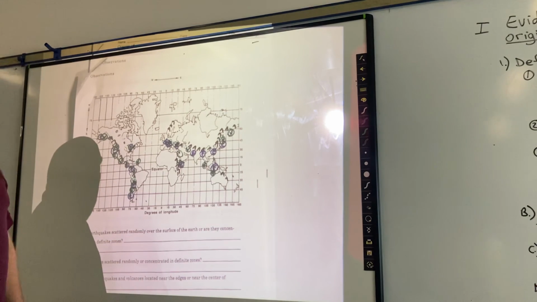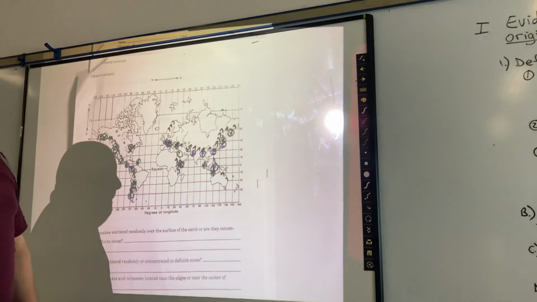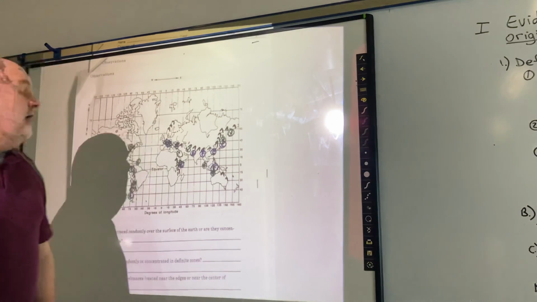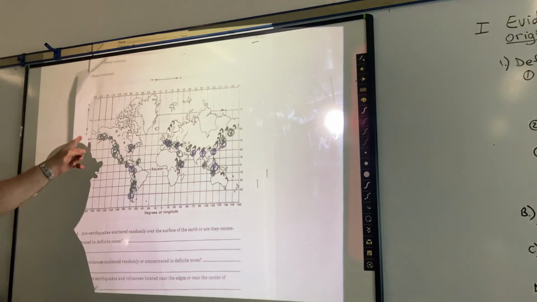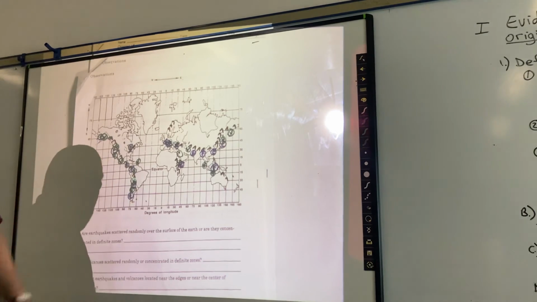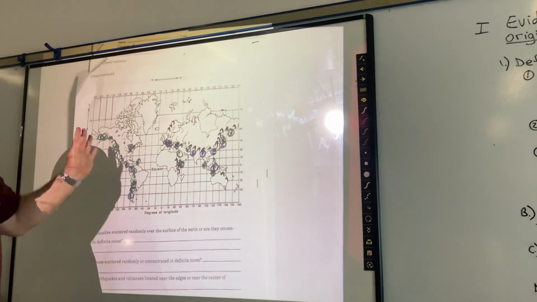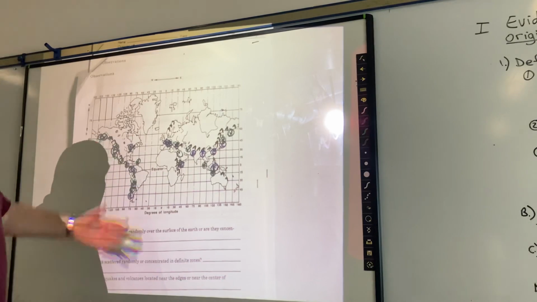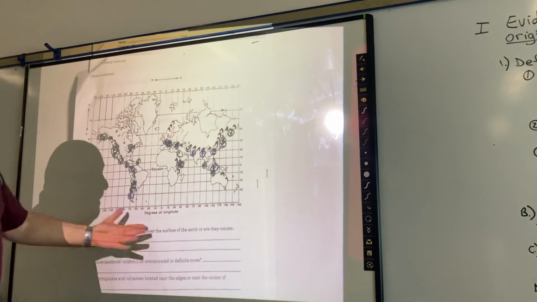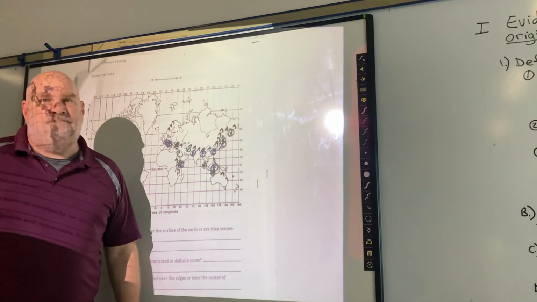So again, you're plotting the location of the mountains from the picture I showed you, using the latitude and longitude data. You're going to plot all the volcanoes in one colored pencil and all the earthquakes in another colored pencil. Your map should look roughly like that, and then you just answer the questions based on the map. And that's the lab.